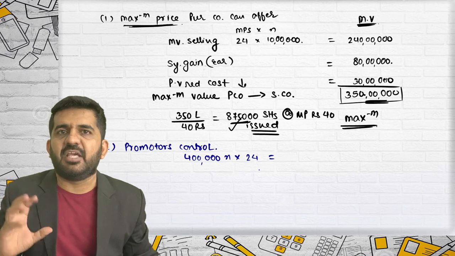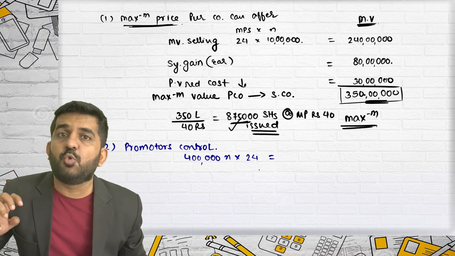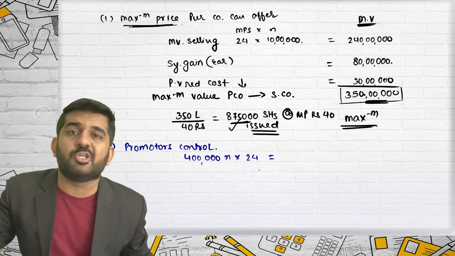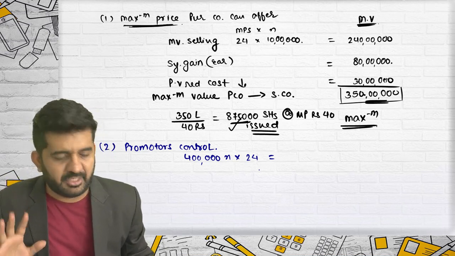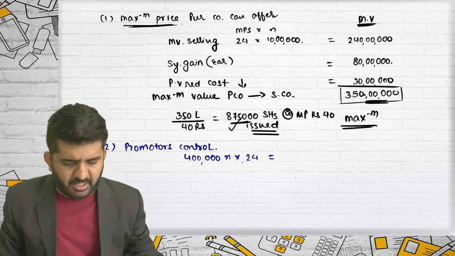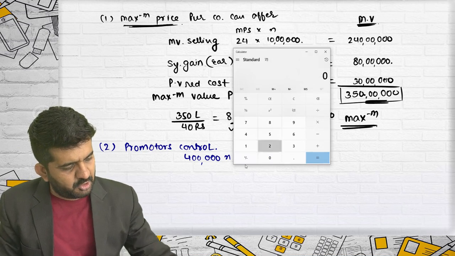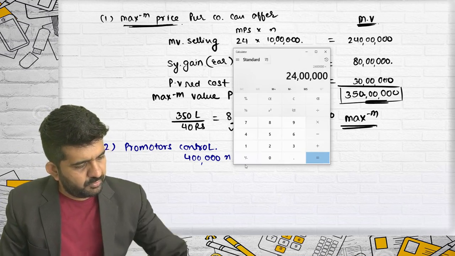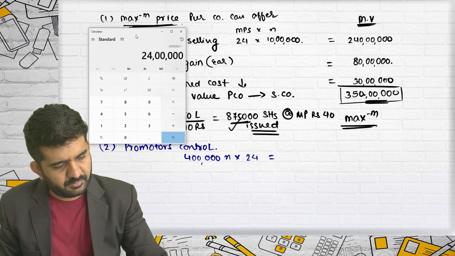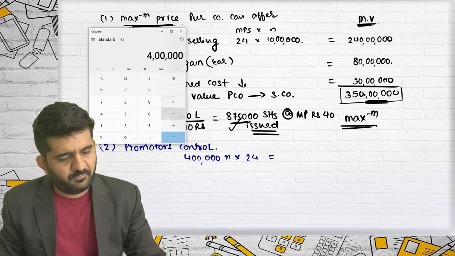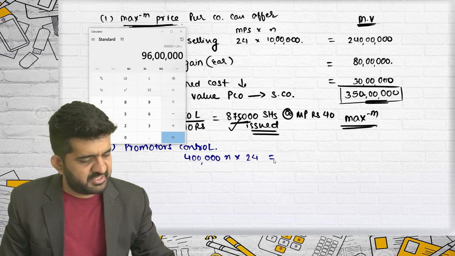See now what is happening? Purchasing company is going only to promoters of selling company, and they are asking promoters to sell their stock. Correct. So if promoters are selling in the market, what amount would they be getting? 4 lakh into 24, which is 96 lakhs.